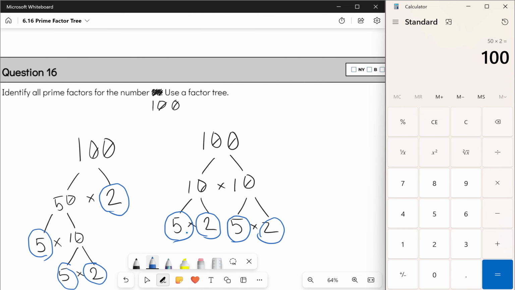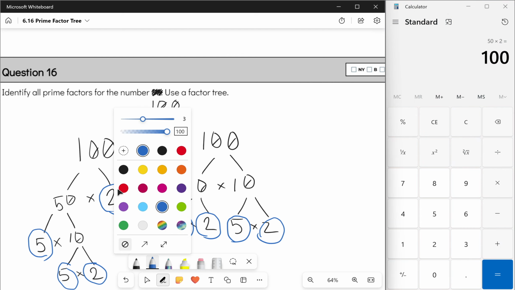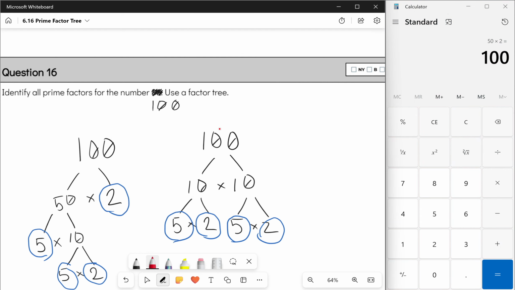And let's try it in this order. 5 times 2 times 5 times 2, 100. So you can see it doesn't really matter how we begin, as long as we are doing true math. As long as we have two numbers that multiply together to create 100, our factor tree is going to lead us to the same prime factors, no matter what two numbers we start off with. There's multiple ways of getting to 100, but it always leads us down to the same prime factors.